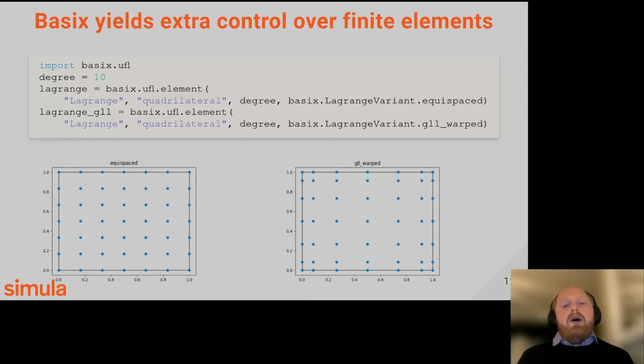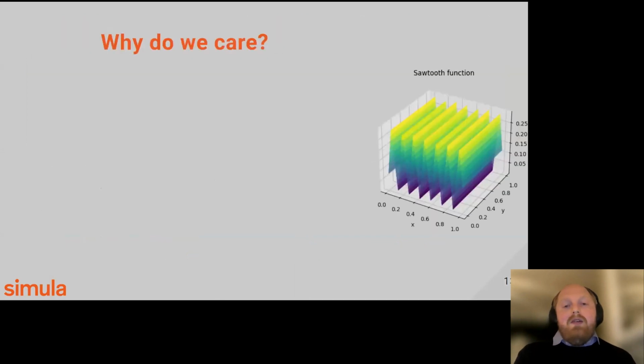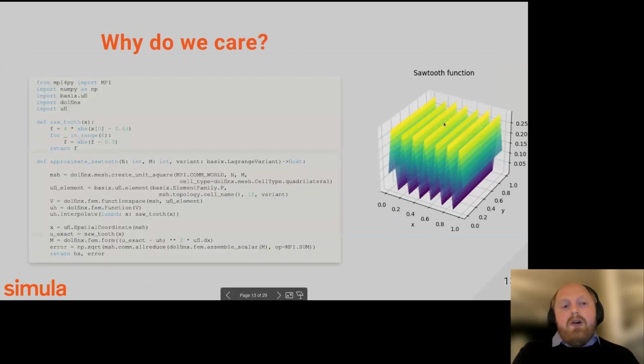And you can say, why? Why do you need this? And you can quite easily see this if you want to approximate this sawtooth function here on the right. You want to do this, and we can write code for this quite easily in FEniCS. So here we have a simple code that creates this sawtooth function. That's the first code here. It just takes in the coordinate x, y vector, and it creates this sawtooth function that you see on the right.